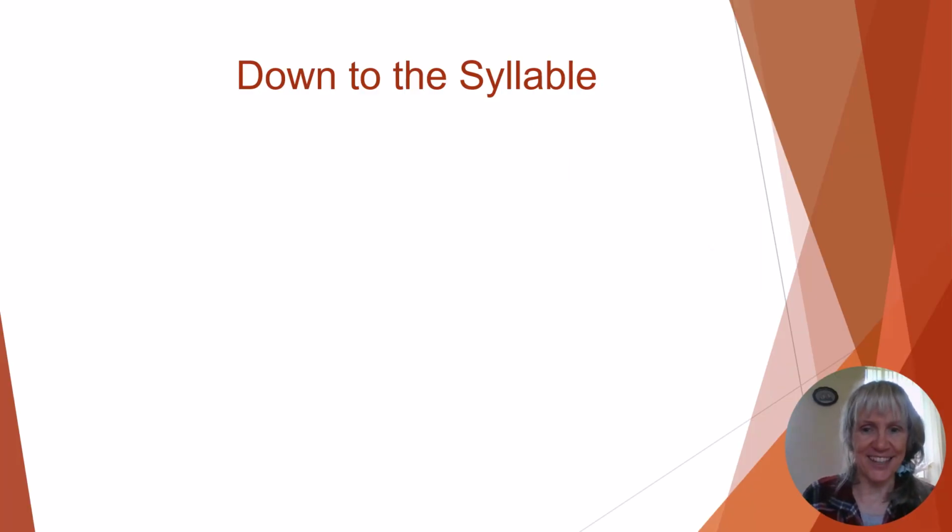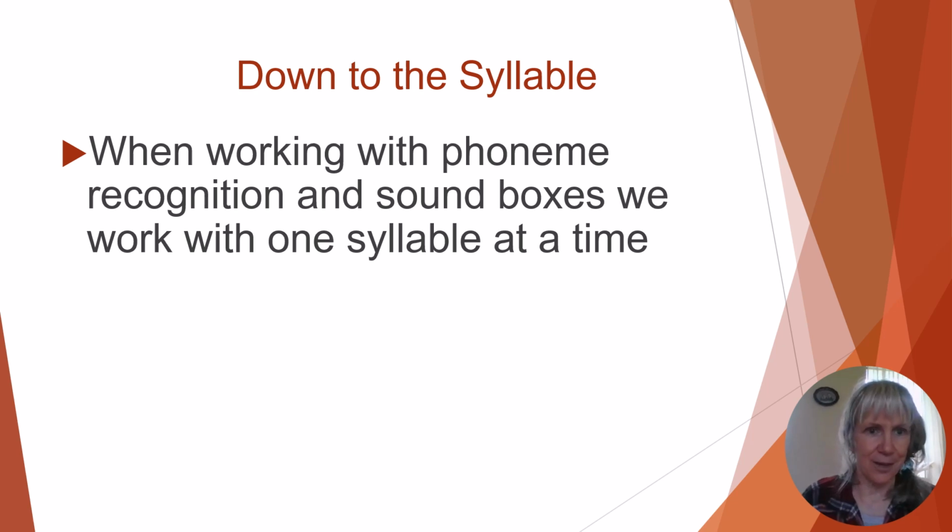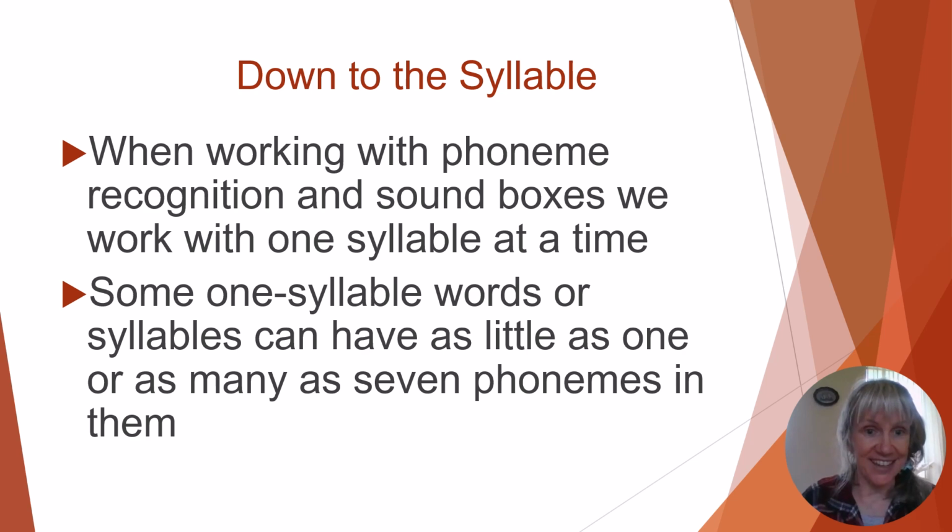So when we're using Elkonin boxes or sound boxes, we bring the word down to the syllable. The first step in using sound boxes, when we're working with phonemes, for phoneme recognition and sound boxes, we work with one syllable at a time. So our first step then is to break down the word into syllables. Some one-syllable words or syllables can have as little as one sound to them, or they can have as many phonemes or sounds as 7 in one syllable. 7 phonemes represented by 7 different graphemes.